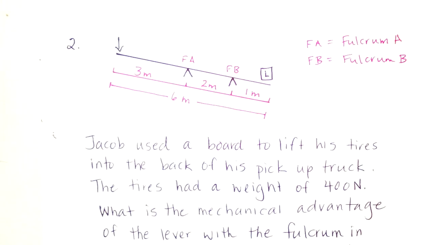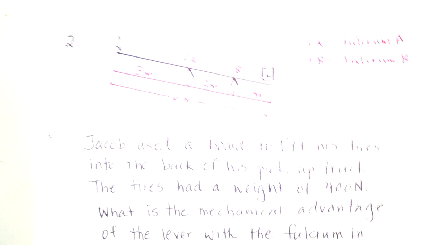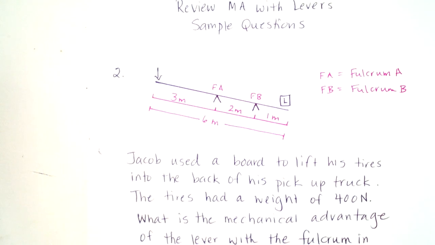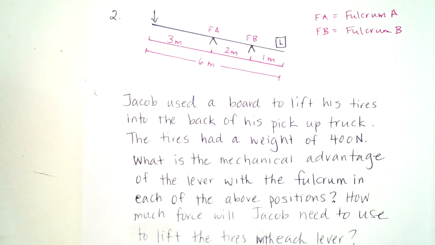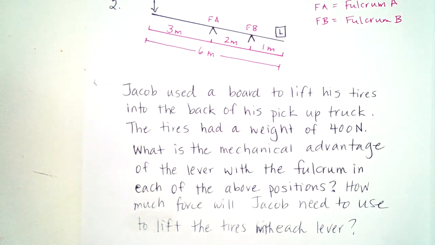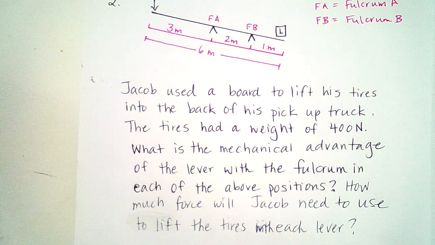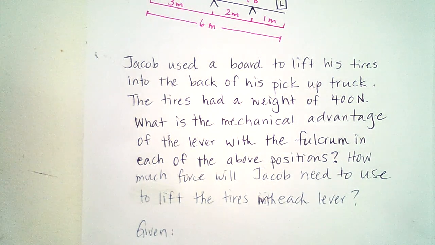The question is, Jacob used a board to lift his tires into the back of his pickup truck. The tires had a weight of 400 newtons. What is the mechanical advantage of the lever with the fulcrum in each of the above positions? How much force will Jacob need to use to lift the tires with each lever? Obviously it's the same lever, but with the fulcrum in a different place. So what do I have here? We have a bunch of information. So first, it's a first class lever.